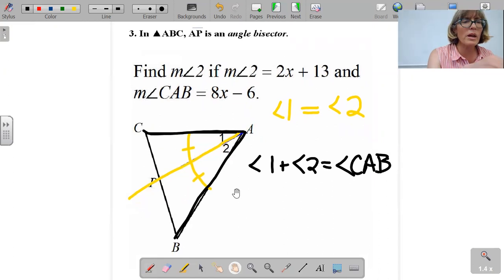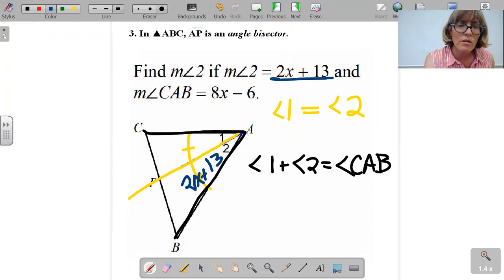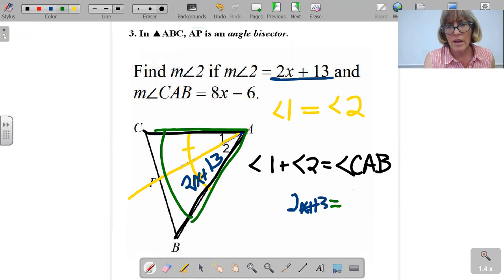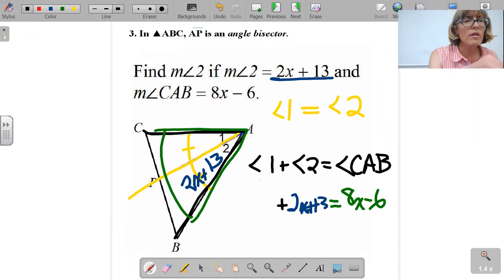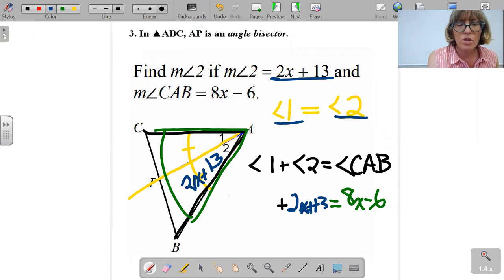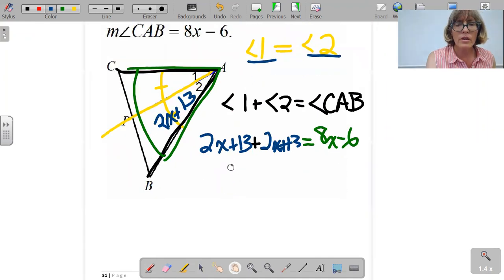So let's see what kind of information we're given here. We're given the fact that angle 2 is 2x plus 13. And we're given the fact that this bigger angle is 8x minus 6. We are missing angle 1, but it's pretty easy to see what angle 1 is because angle 1 and 2 are the same thing. So we can simply double it and write 2x plus 13. And you solve.